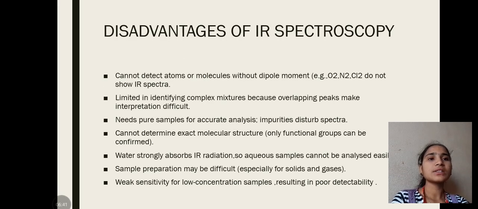And the disadvantages of IR spectroscopy involve: it cannot detect atoms or molecules without dipole moment. For example, O2, N2, Cl2 do not show IR spectra. It is limited in identifying complex mixtures because overlapping peaks make interpretation difficult. It needs pure samples for accurate analysis. Impurities disturb spectra. It cannot determine exact molecular structure, which means only functional groups can be confirmed by IR spectroscopy.